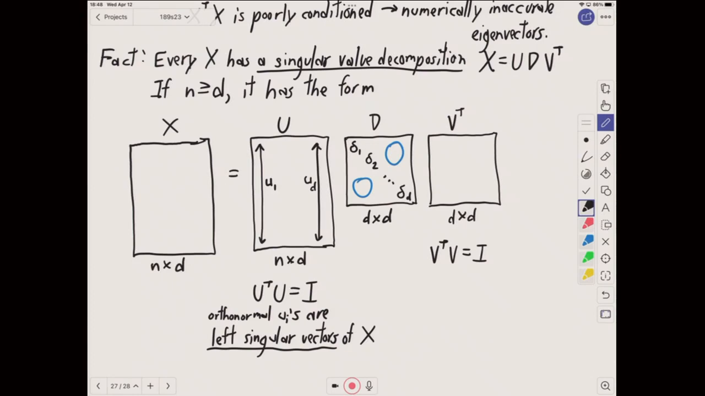And V is basically the same, although this is V transpose, so the columns of V are horizontal in this figure. So we're going to call the columns of V, V1 through VD. And those ones are called the right singular vectors of X.